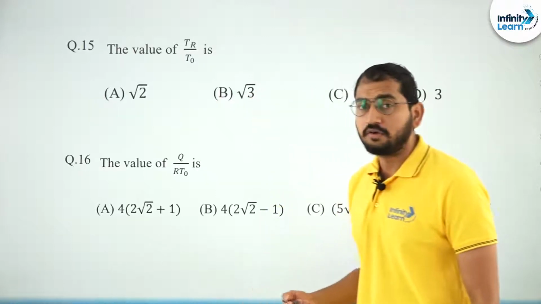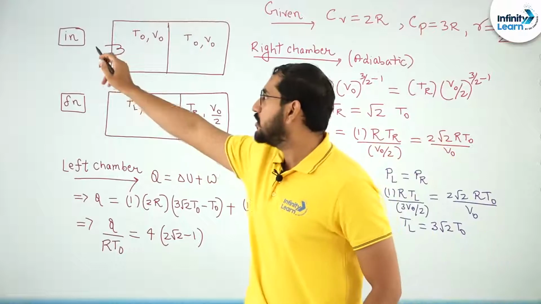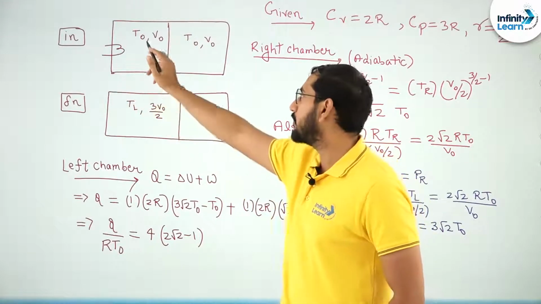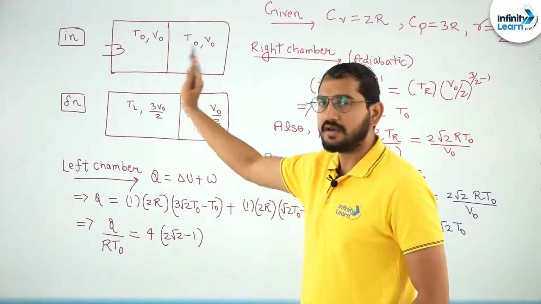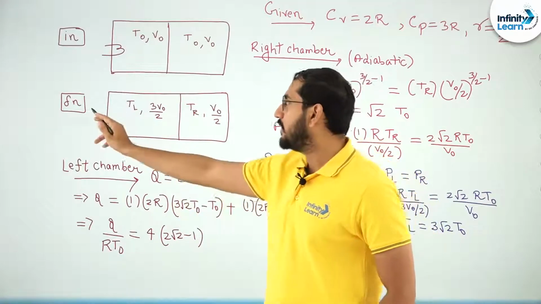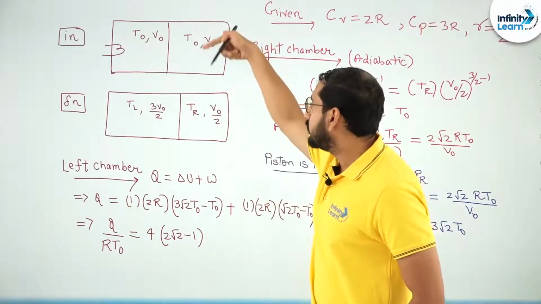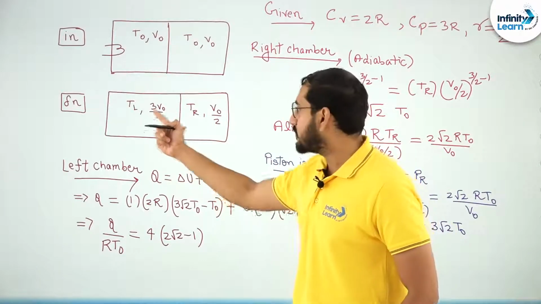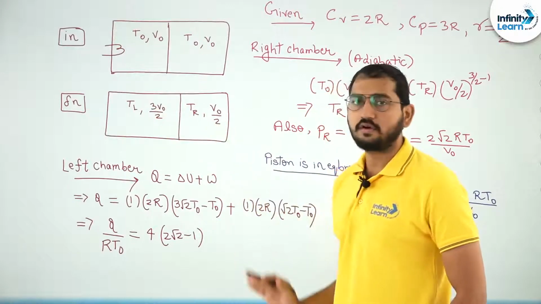Okay, now let's go to the solution part. So here I have drawn the initial condition in which the piston has not moved as of now. The temperatures and volume are the same, T naught and V naught, in both the left and right chamber. Now in the final condition, the piston has moved. So the volume of this part of the gas has become V naught by 2, and obviously this part will become 3 V naught by 2. TL, TR are the final values of temperature.